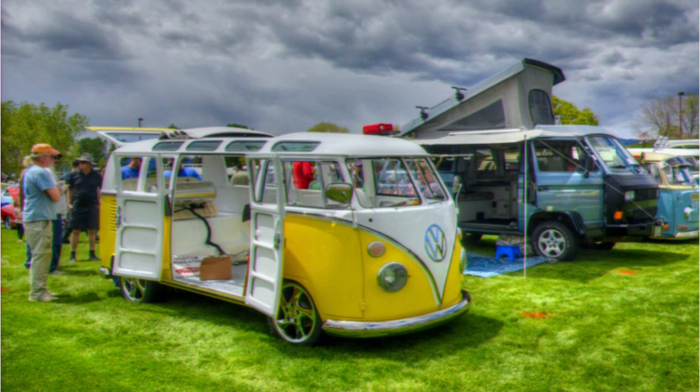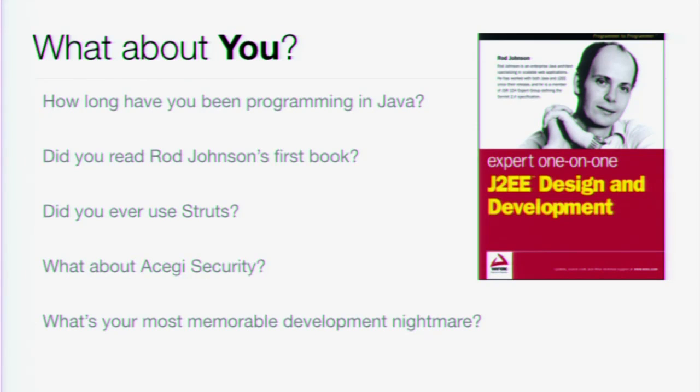So I'd like to learn a little bit more about you. How long have you been programming in Java? Anyone more than 20 years? Came out in 95. Did you start programming that next year? We got one. Anyone 15 years? 10 years? Last 5. Anyone started in the last year? We got one guy? Cool.